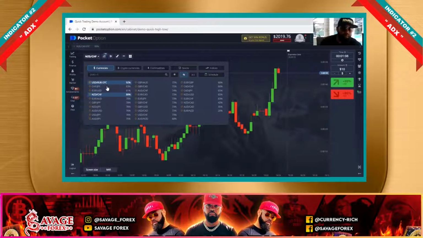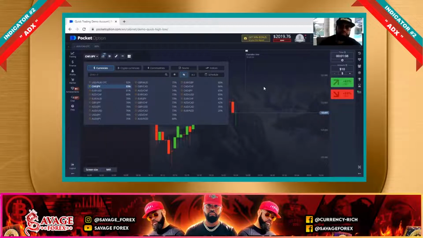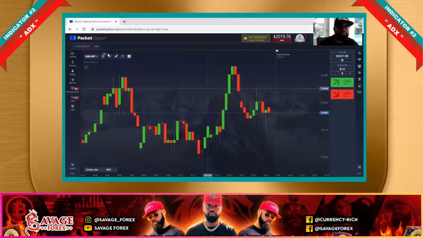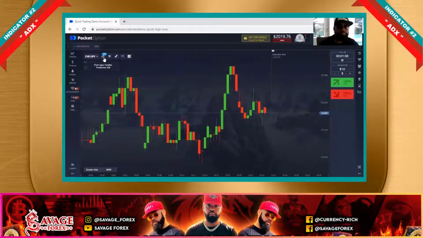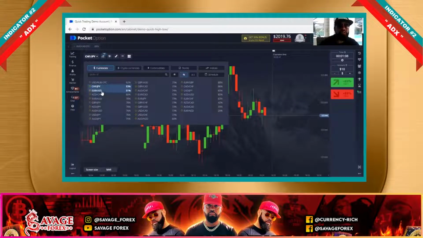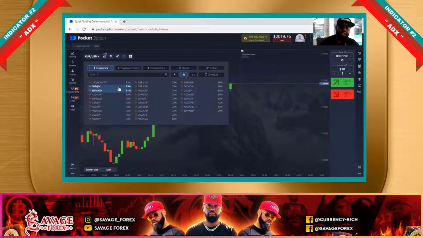So we're gonna go with this is a CHFJPY. That's actually the Swiss franc against the Japanese yen. So we're gonna go look at that one, see if we got any type of patterns established. We'll go to 30-second. Swiss francs, Japanese yen. The next one is the euro against the dollar, euro USD. It's still at like 81% return on investment. So that's still pretty good.